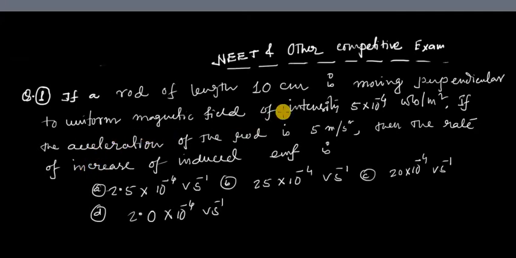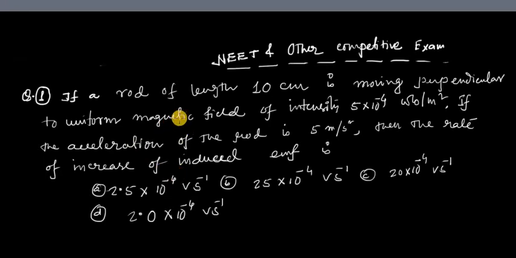If a rod of length 10 centimeter is moving perpendicular to uniform magnetic field of intensity 5 into 10 to the power minus 4 Weber per meter square. If the acceleration of the rod is 5 meter per second square, then rate of increase of induced EMF is, we have 4 options A, B, C, D, and you have to choose any one of them.